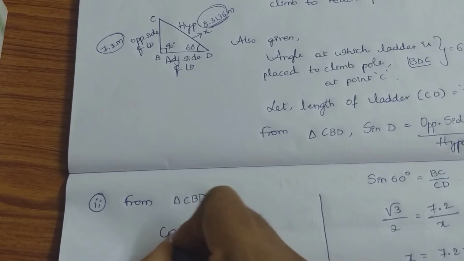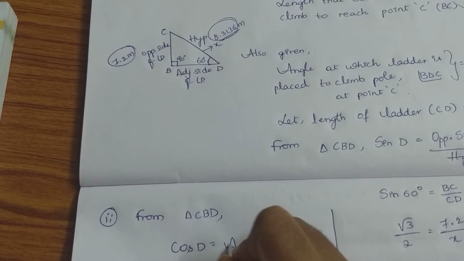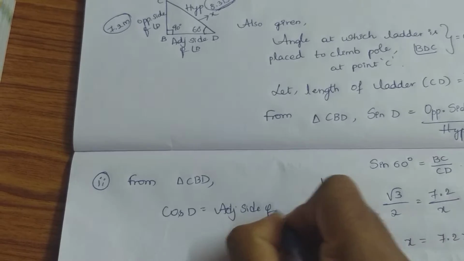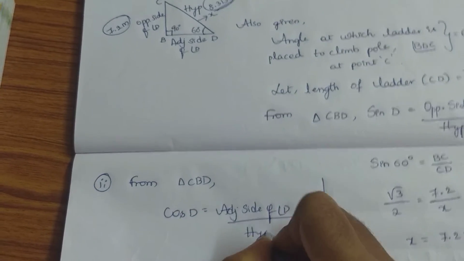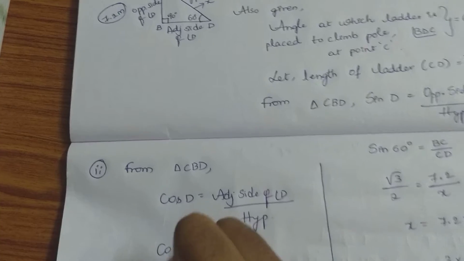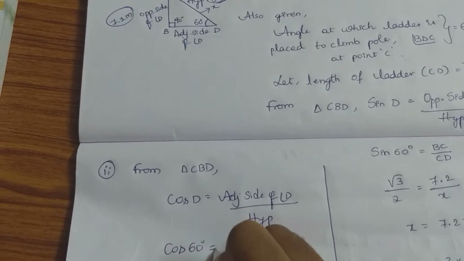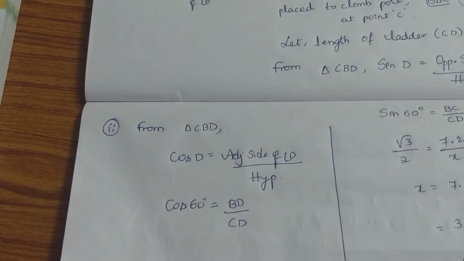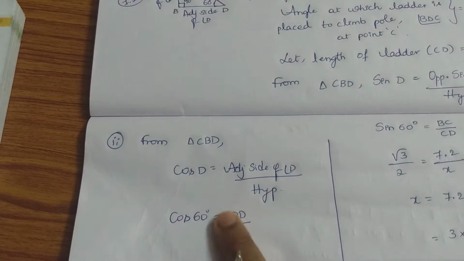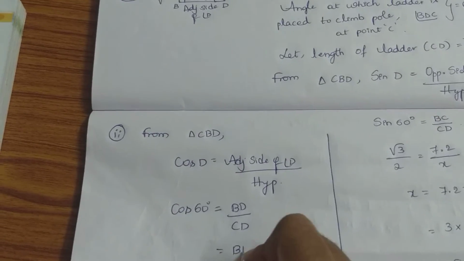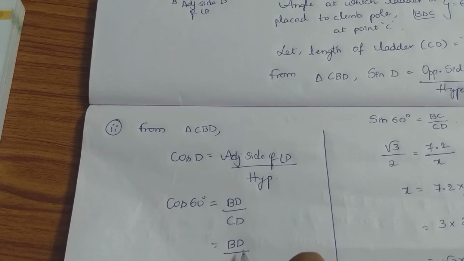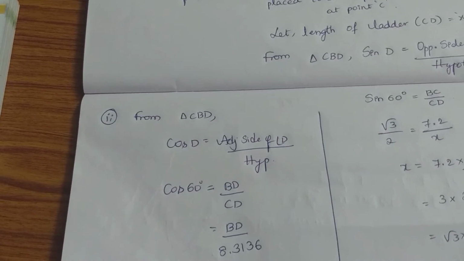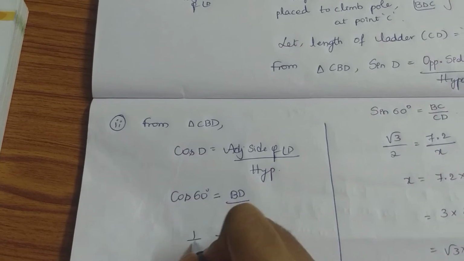Okay. So from triangle CBD, cos D equals adjacent side of angle D by hypotenuse. What is the D value? It's 60 degrees. So cos 60 equals adjacent side of angle D, which is BD, by hypotenuse, which is CD. BD by CD. So here, do we know BD? No, we don't know, so I am just putting it as it is. BD by what is CD? CD value we just now found out. It is 8.3136 meters. Okay. Cos 60 value is what? It is 1 by 2.